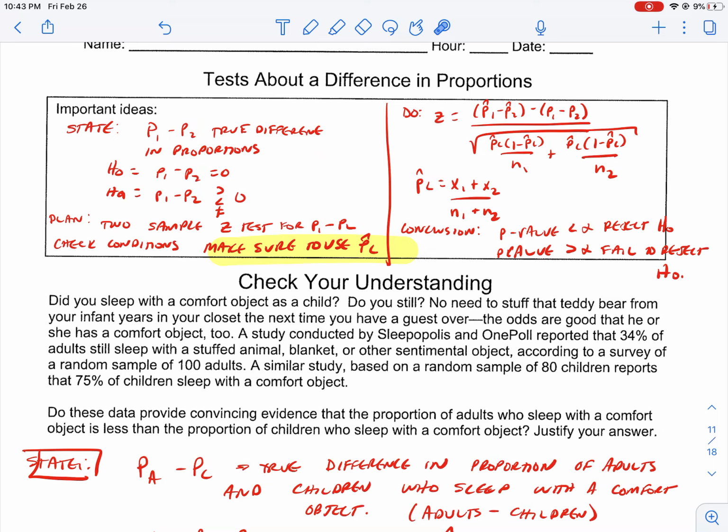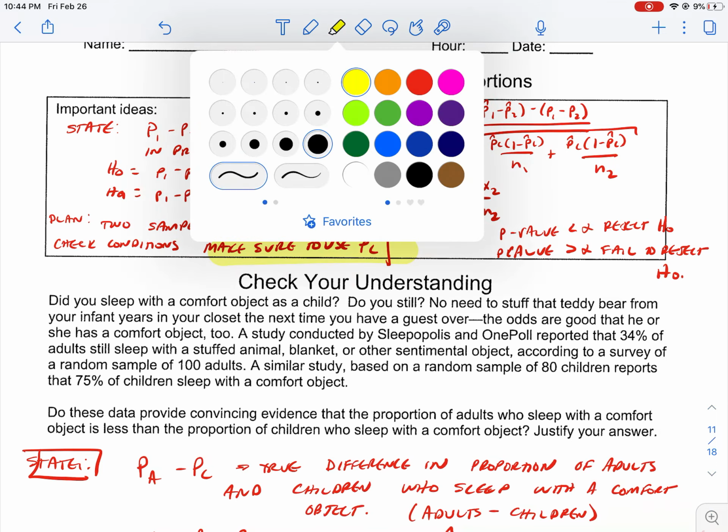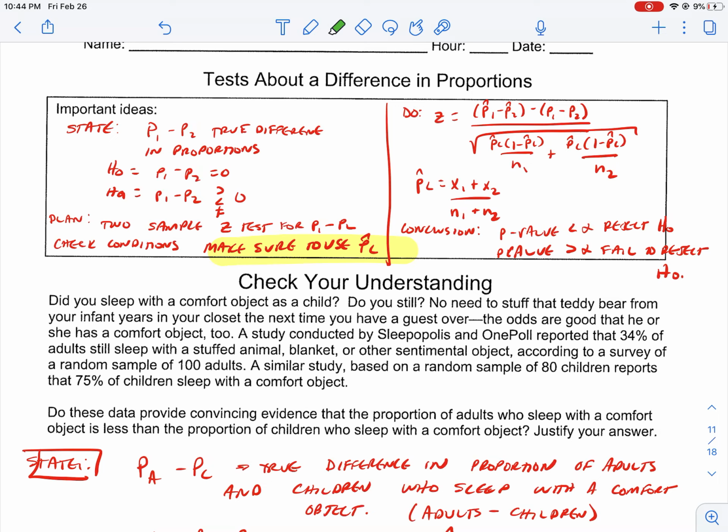So P1 minus P2 is the true difference in proportions. I have to say that word true. Then we lay out our H sub 0 and our alternative hypothesis. And an important note on the alternative hypothesis, you're going to have P1 minus P2, and it could be any of these 3 things. So it could be less than, greater than, or not equal to 0. Keep in mind when you use that not equal to 0, you're going to be dealing potentially with a two-tail situation. So you're going to have to talk about what is the probability and then multiply by 2.